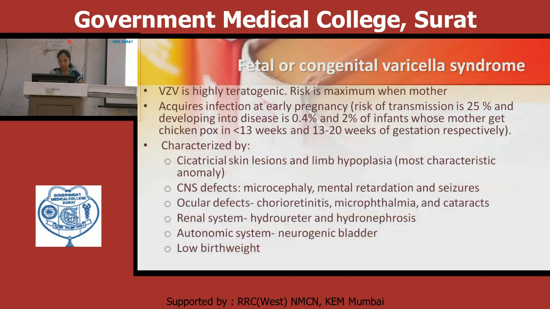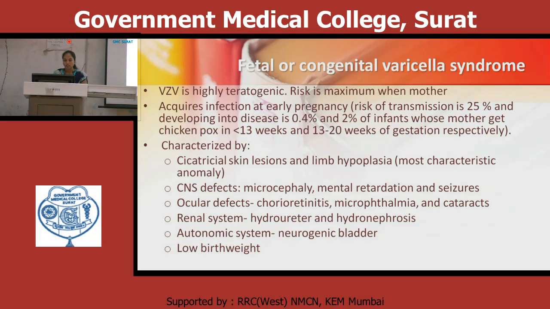Congenital or fetal varicella syndrome. It is highly teratogenic, with maximum risk when the mother acquires infection at early pregnancy. Risk of transmission is 25% and developing into disease is 0.4 to 2% of infants whose mother gets chickenpox in less than 13 weeks and 13 to 20 weeks of gestation respectively.